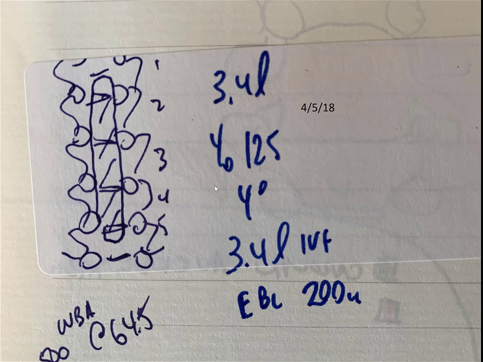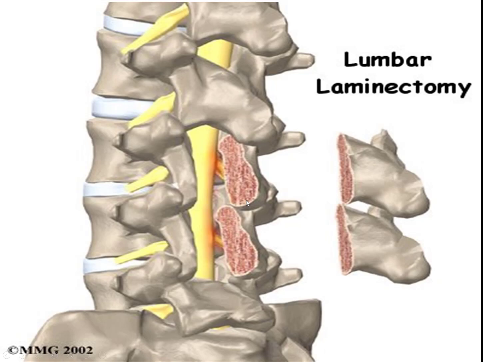So he had a revision full laminectomy, L1 to L5. I opened up the spinal canal very widely. It took 4 hours because he's a big guy and he's very stenotic. And you can see like a full laminectomy.